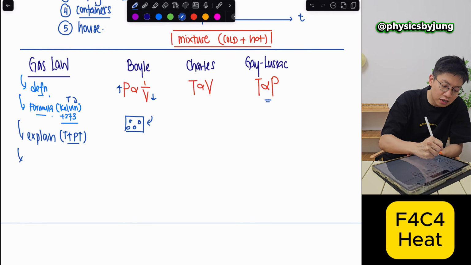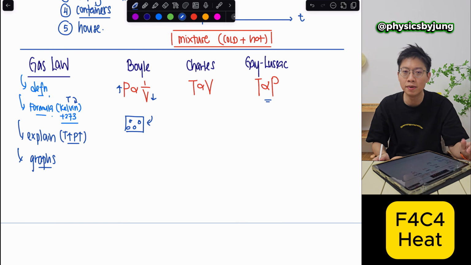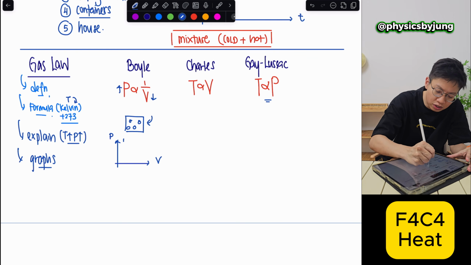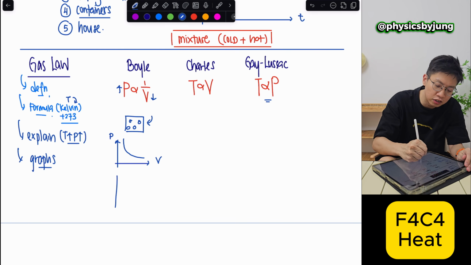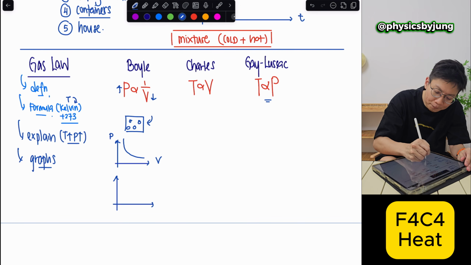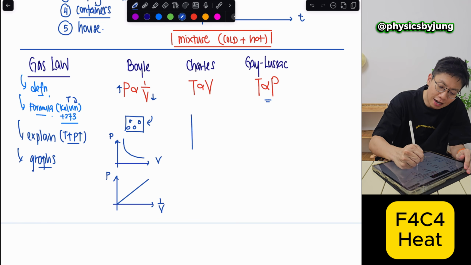Last but not least, you have to know the graphs. I can draw 6 common graphs that they'll ask you, but for the complicated ones, maybe you will need to refer somewhere else. Since P is inversely proportional to V, therefore P is going to be directly proportional to 1 over V. So that's your Boyle's law. Charles' law and Gay-Lussac law are a similar concept.